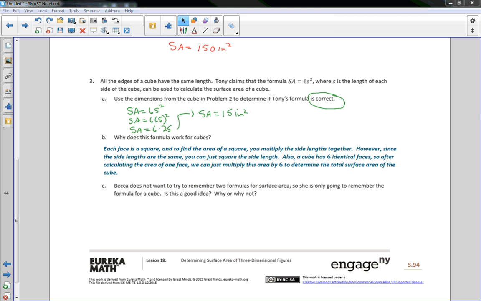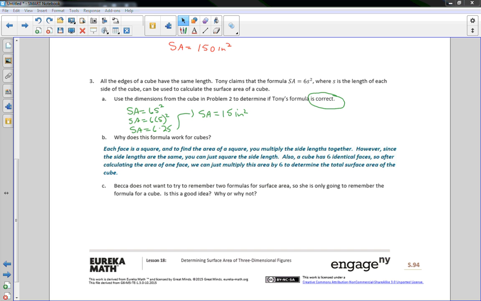Okay, so why does this formula work for cubes? Each face is a square. And to find the area of a square, you multiply the side lengths together. However, since the side lengths are the same, you can just square the side lengths. Also, a cube has 6 identical faces. So after calculating the area of one face, we can just multiply this area by 6 to determine the total surface area of the cube.